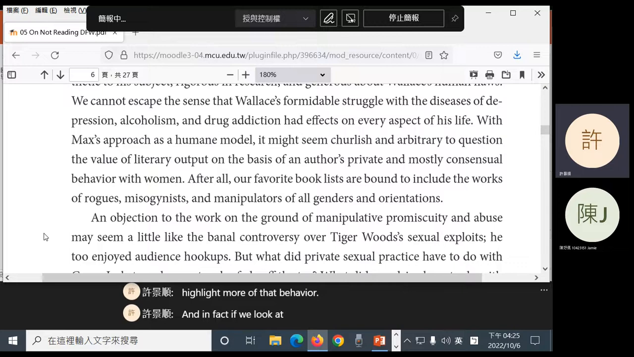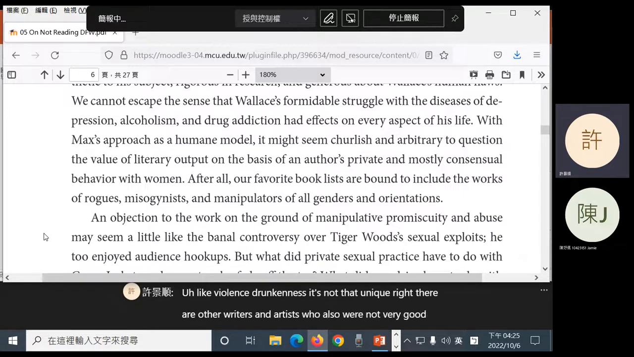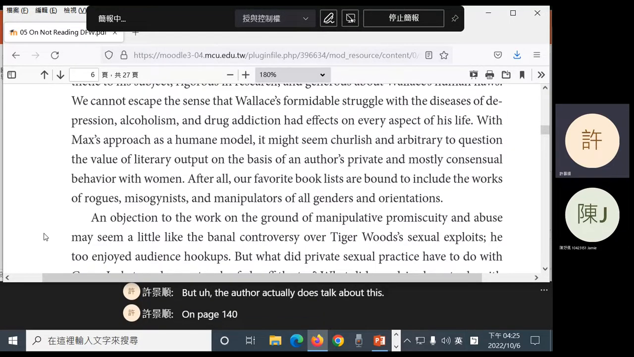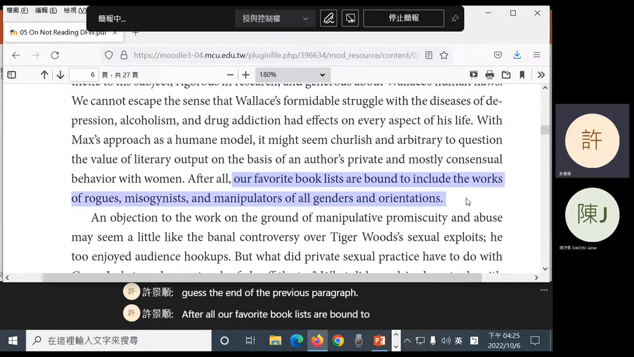And in fact, if we look at all of the other things that she says, right, depression, violence, drunkenness, it's not that unique, right? There are other writers and artists who also were not very good people, and yet most of us still think that they are important. But the author actually does talk about this. On page 146, near the beginning of the last paragraph, or I guess the end of the previous paragraph: "after all, our favorite book lists are bound to include the works of rogues, misogynists, and manipulators of all genders and orientations." What this sentence says is, as I just said, DFW is not the only terrible person to be a writer that some people think is important. He's not the only terrible person to be a so-called great artist.